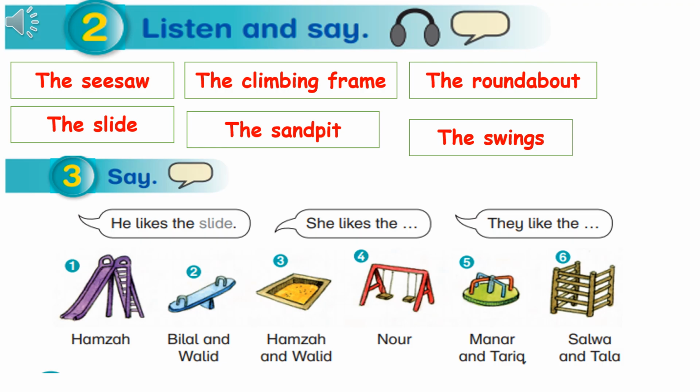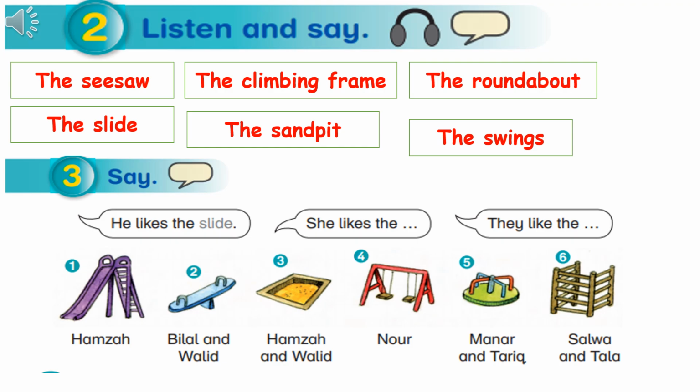What does Hamza like? In picture number 1. What does Hamza like? He likes the slide. Excellent. Here in this exercise, you can choose the pronouns he or she or they. And don't forget to say correct and complete sentences. He, she plus verb plus s, but they plus verb. Okay? Don't forget that.